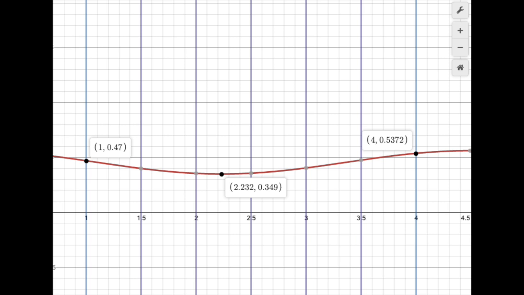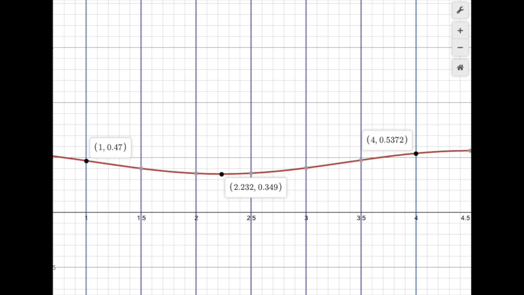Now that we have the graph drawn and divided into trimesters, we can analyze what the problem is asking us for. We can see that we have 2 maximum points and 1 minimum. The first maximum is located at the first trimester of the period that we're analyzing, at the point 1, 0.47, and the second maximum is located at the last trimester we are analyzing, at the point 4, 0.53.